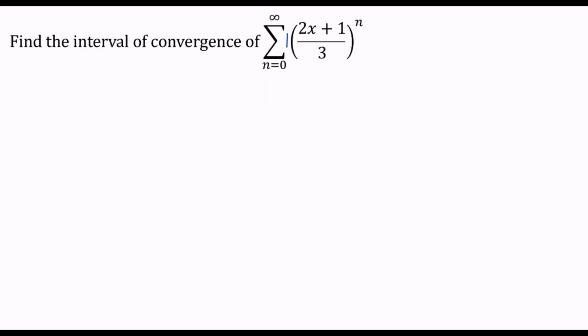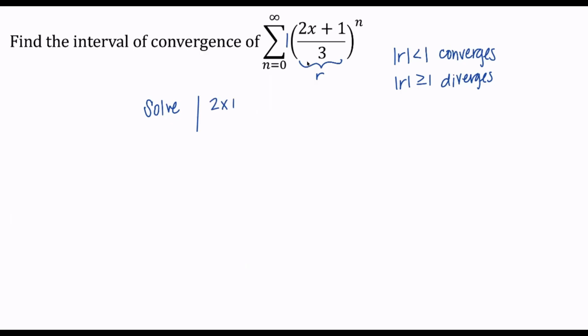And that's because of what we know about geometric series. We know that if the absolute value of r is less than 1, that our geometric series converges. But if the absolute value of r is greater than or equal to 1, then the geometric series diverges. So there's no inconclusive part to a geometric series. So all we need to do is find our r and solve when is the absolute value of r less than 1. So we're going to solve when is the absolute value of 2x plus 1 over 3 less than 1.